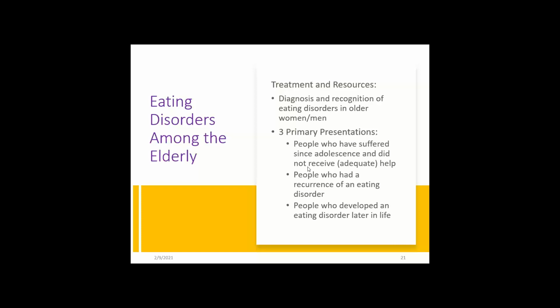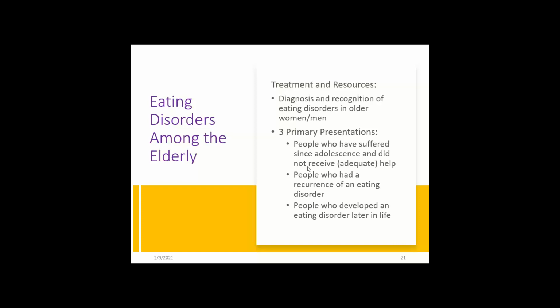So what we're seeing here, before I leave this area and go to another underserved population, is there are three primary presentations that they have seen in our research. And there's been very little research done on the ages 60 and older. But what we've seen is that there's three types of presentations that you might see. One are people who've suffered since adolescence and didn't receive help for whatever reason. Maybe didn't want help, or the symptoms weren't bad enough. But you can see someone with a very, very entrenched eating disorder.